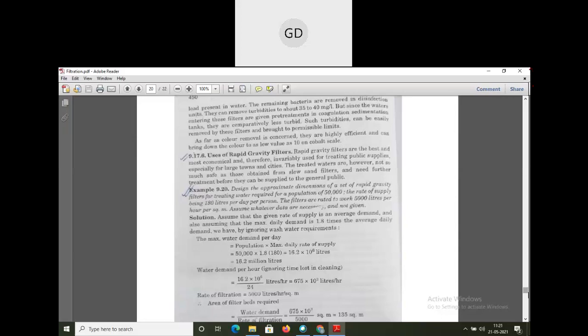So we need further treatment. Yes, the further treatment is disinfection. So we use some disinfectants again for the water from the rapid gravity filters, and it goes to the disinfection process.